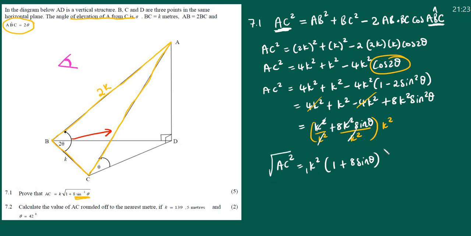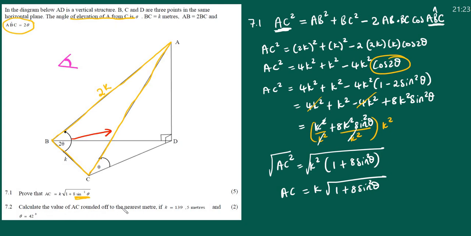Then you can take the root both sides, so that you have AC. Remember, the square root of k squared will be k, and then you'll be left with the square root of what is inside, like that. Sine squared theta. Yes, then you should be okay.